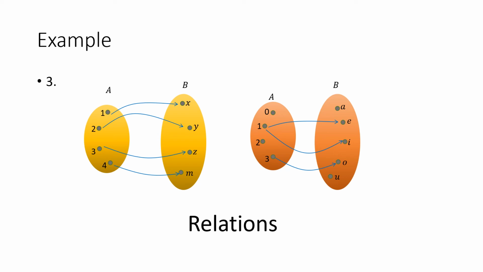On the other hand, in the second example, we notice that the element 0 has no corresponding element in B, while the element 1 has 2 corresponding elements, E and I, in the range B, while 2 has no corresponding element and 3 has a corresponding element in B, which is O. In this example, we can say that a relation could have an element in the domain which has no corresponding element in the range, or an element with 2 corresponding elements in the range B. So this is another example of describing a relation.